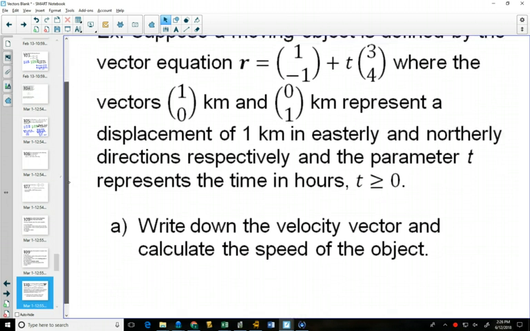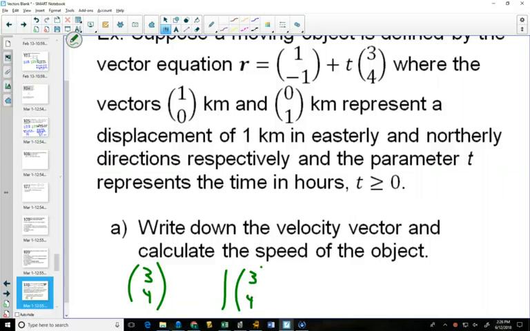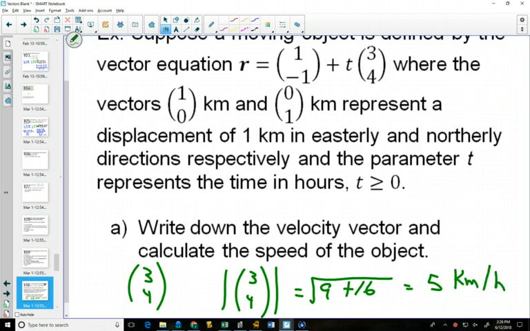Time is in hours. So write down the velocity vector. Our velocity vector is (3, 4), and the speed, if we find the length of that vector, we get the square root of 3 squared plus 4 squared, which would be 5. But now we need to put units in here, since we were dealing with kilometers and hours. Our speed is 5 kilometers per hour.